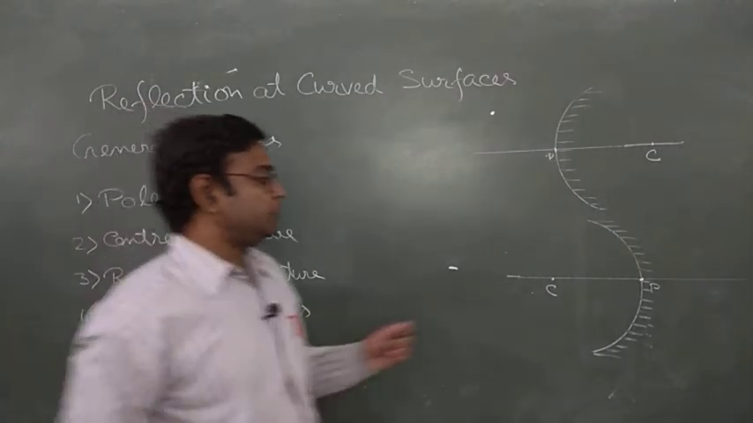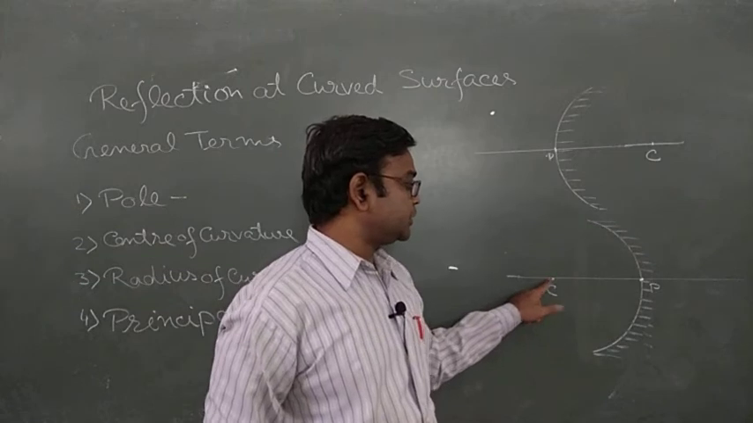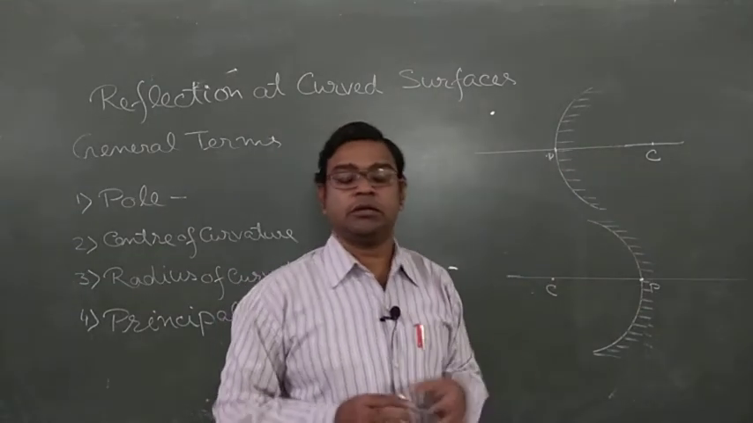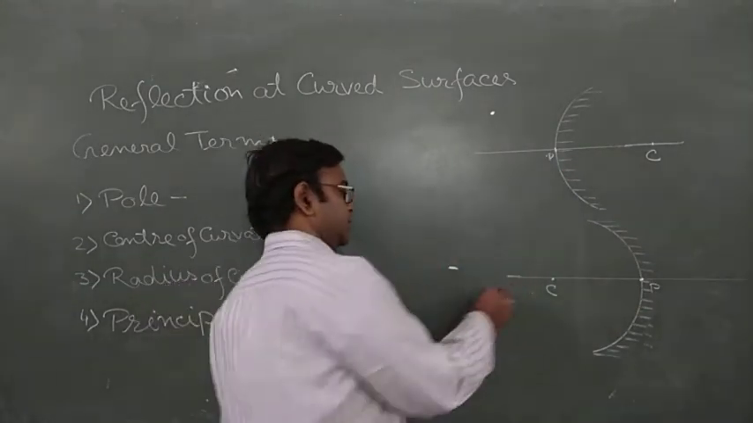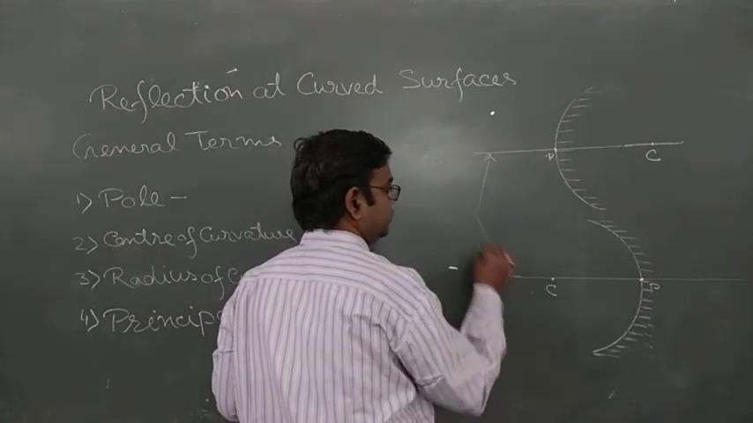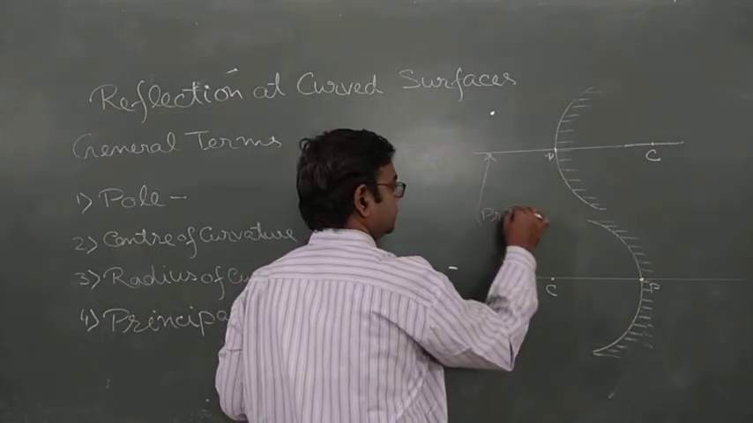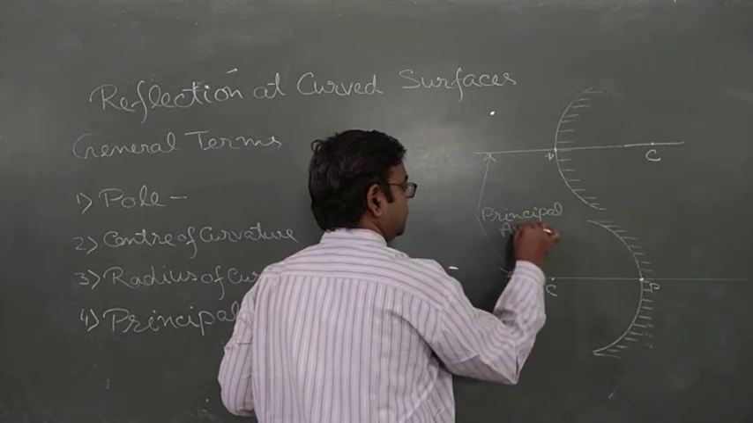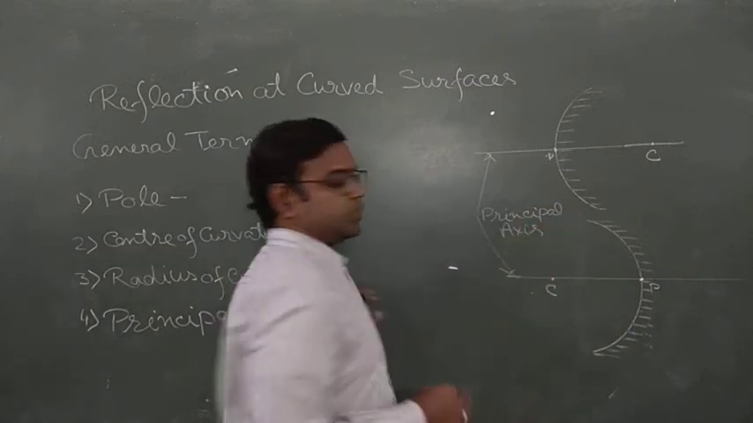The straight line which passes through the center of curvature and pole of the mirror is known as your principal axis. These two line segments are known as your principal axis. Hope this one is clear to you.